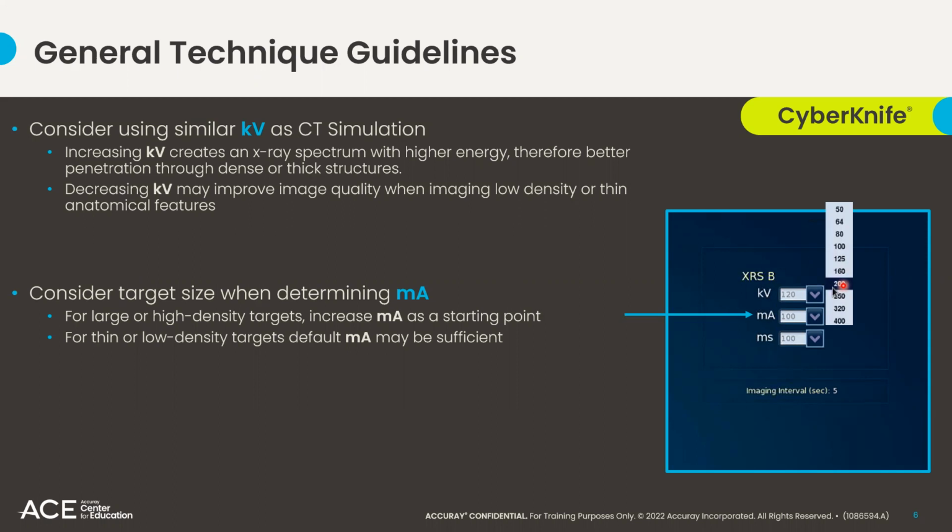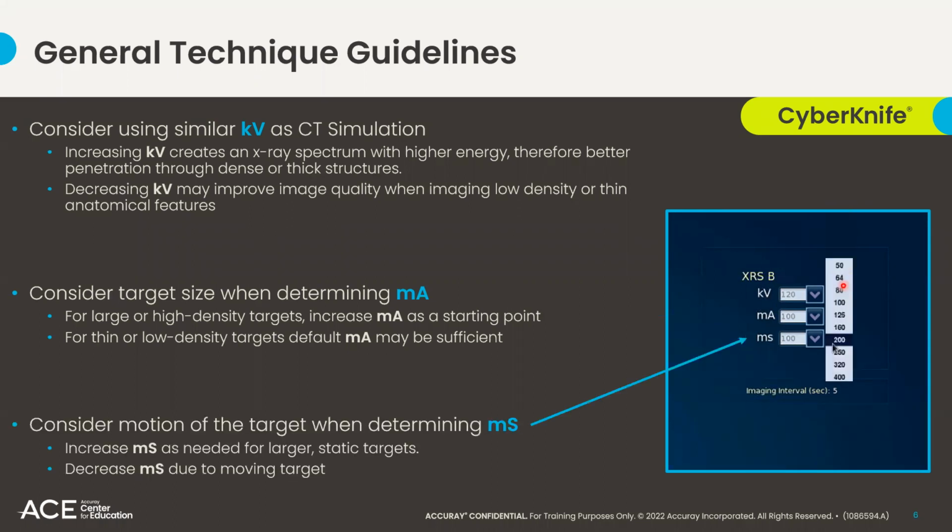However, because MA and MS are used together to determine MAS, or milliampere-seconds, you may not have to increase your MA in all cases. Instead, if you have a stable target like the spine or pelvis, you can take advantage of that and increase your MS, or the length of the exposure. This will yield a higher quality image without losing structural density.